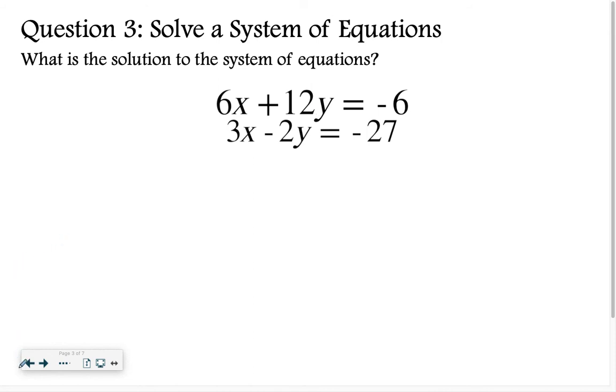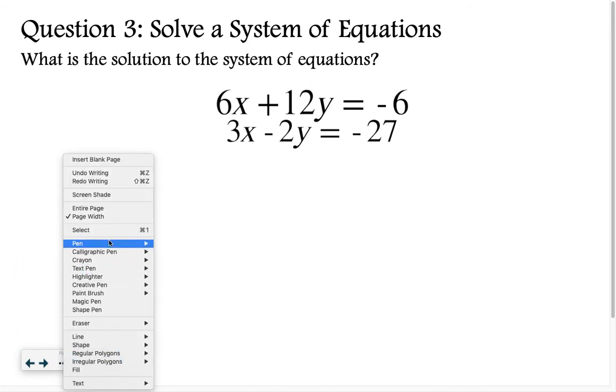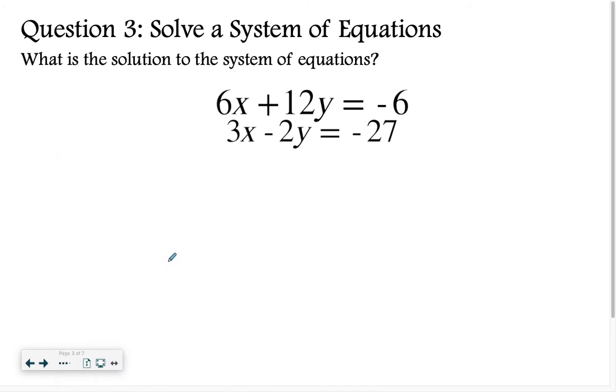All right, so now what I want you to do is look at and compare these two equations and see what you have to change so you can solve using elimination. Good luck.